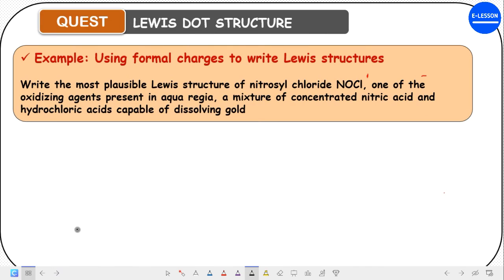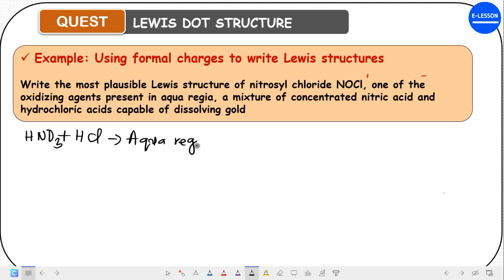Now, let's look at a question here. This question, we are going to spend time with it. The question says, write the plausible Lewis structure of nitrosyl chloride, one of the oxidizing agents present in aqua regia. Now, aqua regia is a mixture of concentrated nitric acid and hydrochloric acid that is capable of dissolving gold. Are you getting it now? That's what aqua regia is. A mixture of what? A mixture of HNO3 and HCl is called aqua regia.